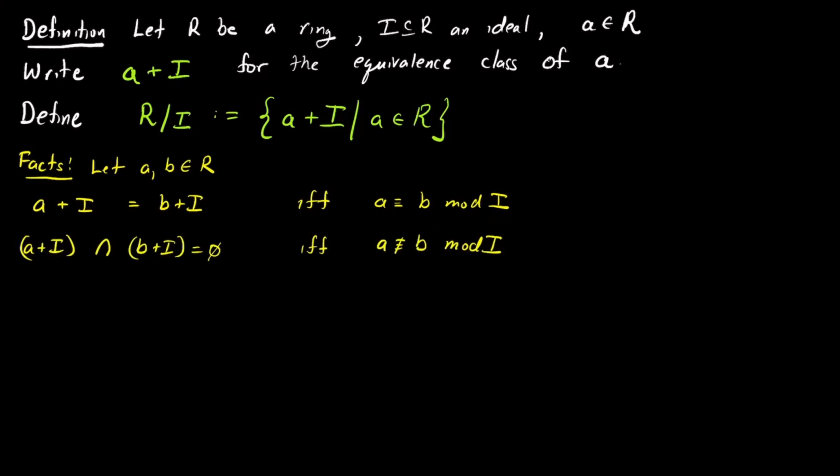Another thing I know is that two equivalence classes have trivial intersection, so two equivalence classes are disjoint if and only if their representatives are not related using our equivalence relation. So A is not congruent to B mod I. And then finally, I know that the ring R is just the union of all of these cosets. Okay, so this is just basic properties of equivalence relations. These are properties that hold for any equivalence relation. So in particular, they hold for our equivalence relation, the A is congruent to B mod I equivalence relation.